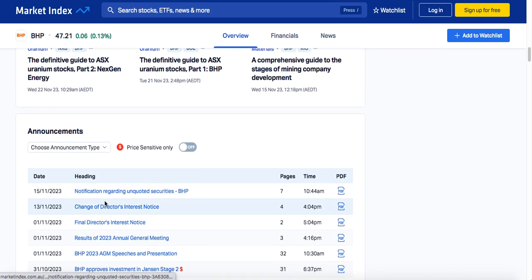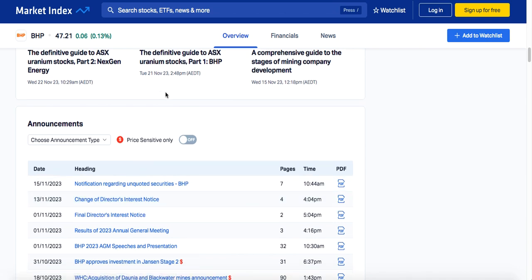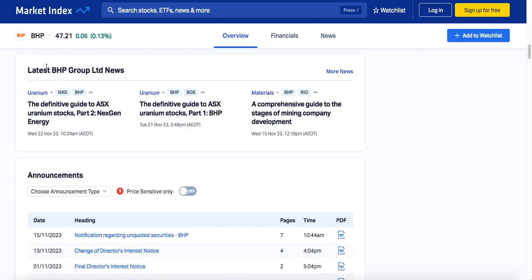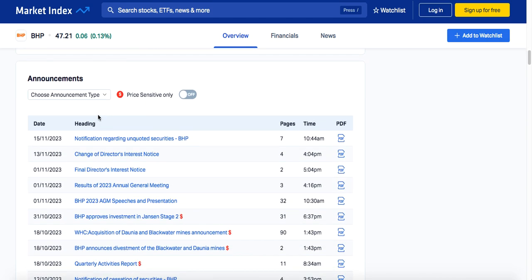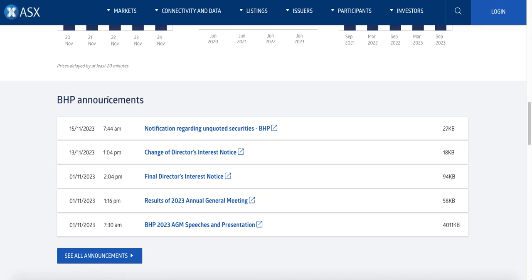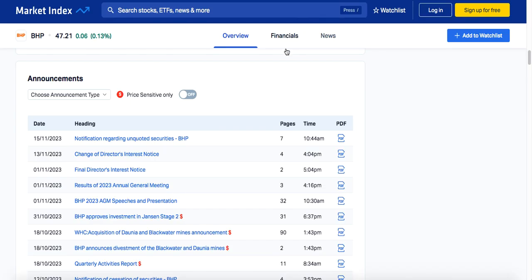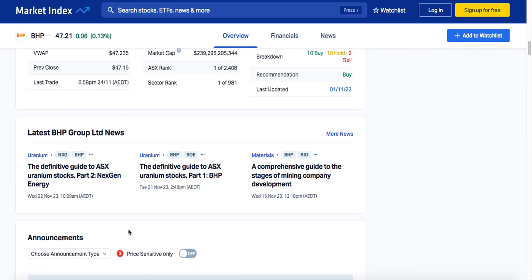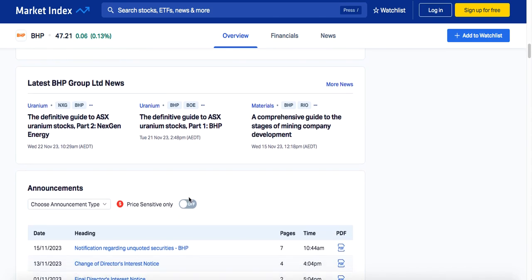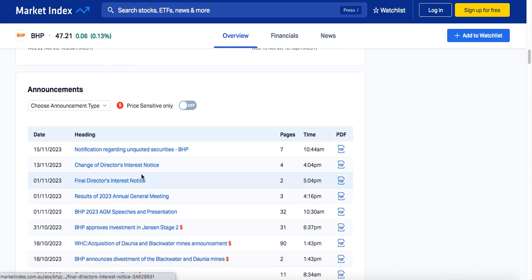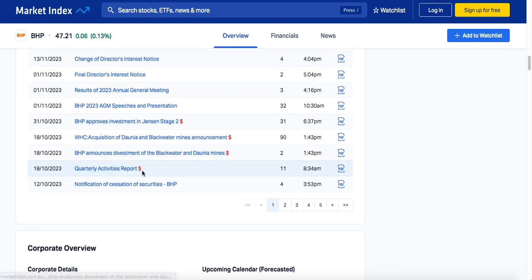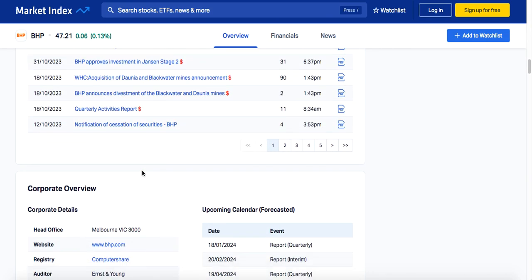Okay, so Market Index is probably what I confused with Yahoo Finance, where it shows the news of the company that you're searching for, and then just below that it actually shows the announcements. So like the ASX, which shows asx.com.au, shows the announcements. Here it shows the news over the past few days, so 22nd of November, 21st of November, so forth. And then also shows all the announcements that have been made to the ASX, which is great.